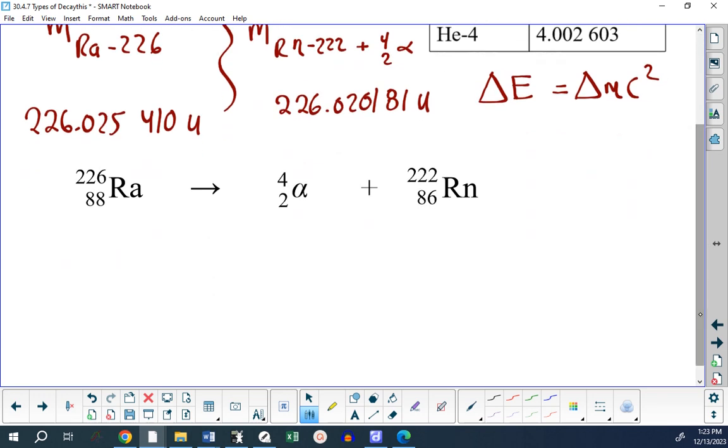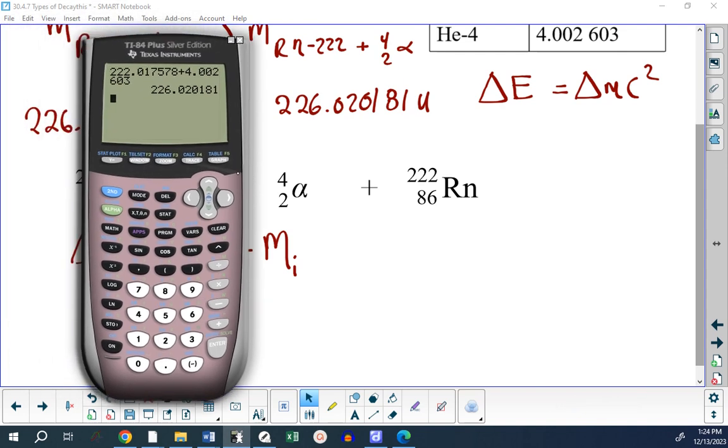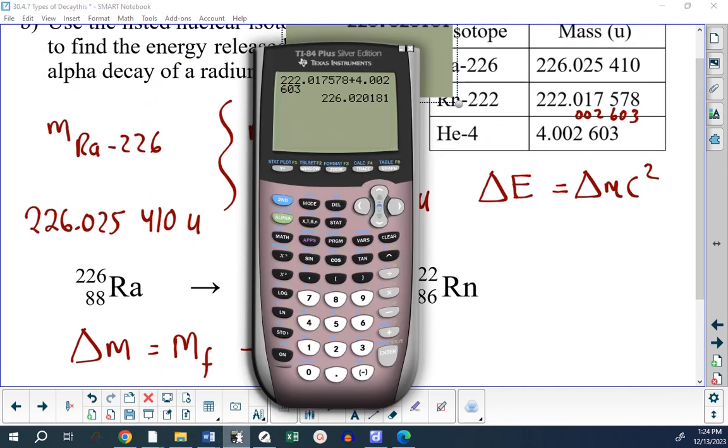If you take the final mass minus the initial mass, which is how you always find delta of anything, you're going to get a negative number. So I'm going to take the final mass, which is on my calculator, and subtract the initial mass of 226.025410, and get this number of atomic mass units, which you can decide to write down or not, because I need to convert it to kilograms to use my E equals mc squared formula to find the energy. This question was about the energy.